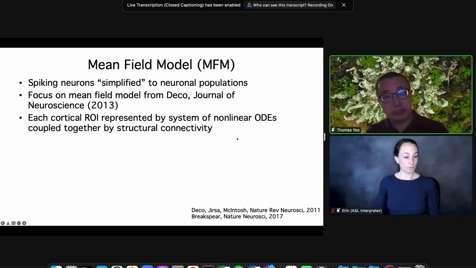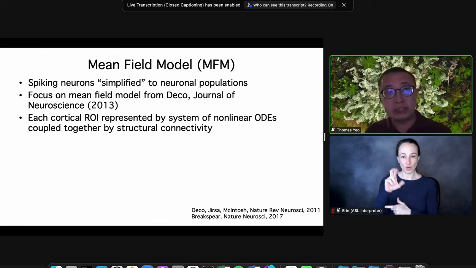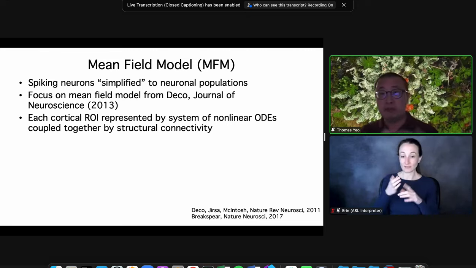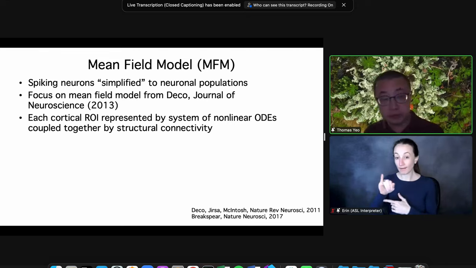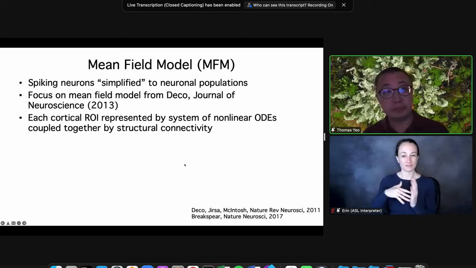Basically, in the mean field model, each cortical ROI is represented by a system of nonlinear ordinary differential equations coupled together by structural connectivity. This structural connectivity can be from diffusion MRI, it can be from invasive tract tracing studies in animals. But in this talk, we'll basically just use diffusion MRI.